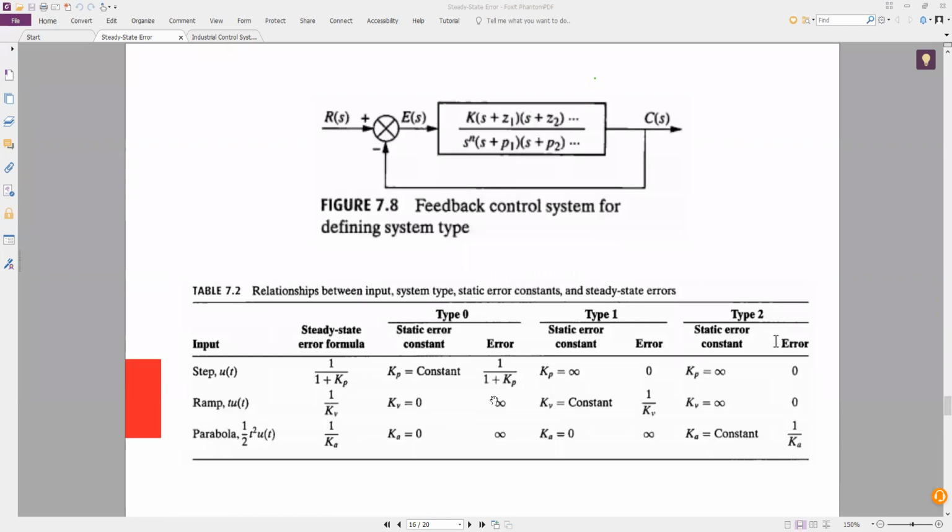It's a feedback control system for defining system type. So see, a table you have to consider. You have to remember a table: step, ramp, and parabola. Three kinds of input are there: step, ramp, and parabola.